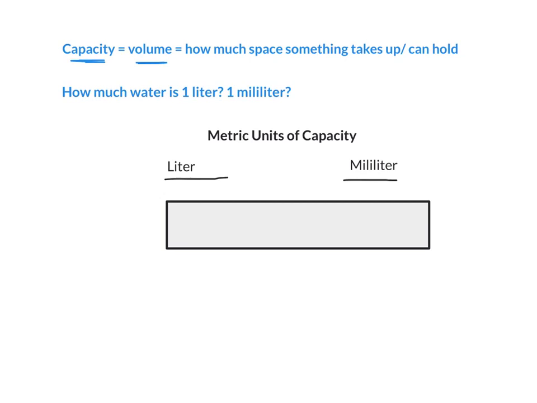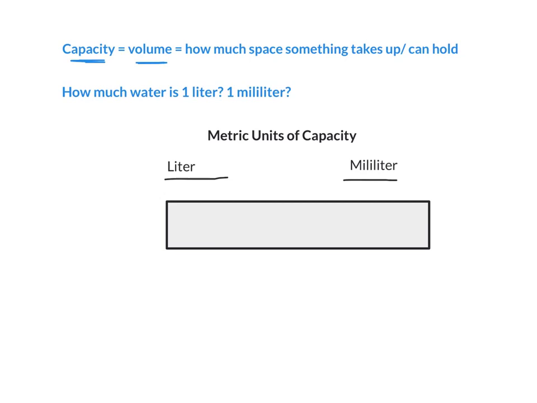Another way to think about it is how much something can hold. This water bottle can hold a certain amount of water. Do you guys agree? And the amount of water it can hold is the volume it can hold, which is measured in capacity. Does that make sense? Okay. So, how much water is one?